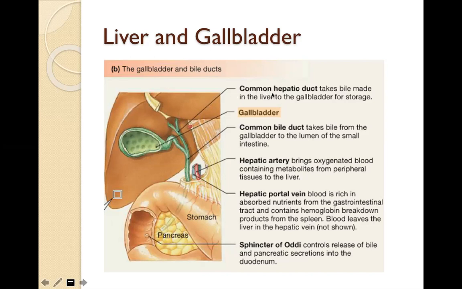It's a common word in anatomy. So the left hepatic duct and the right hepatic duct come together to make the common hepatic duct. So this common hepatic duct is where bile is released, and then bile gets stored in the gallbladder. And when it's stored in the gallbladder, it sort of sits there until the gallbladder is ready to release it.